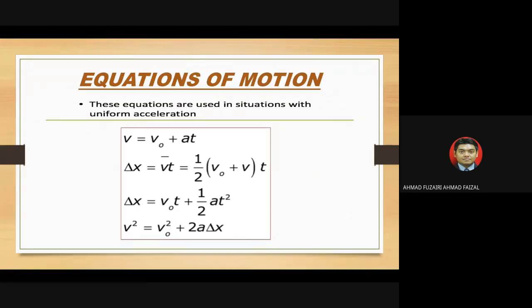v stands for final velocity. v naught stands for initial velocity. a is for acceleration, t is for total time taken, delta x is for displacement, and v bar is for average velocity. To understand and apply these four equations, let's do the exercise from the textbook.